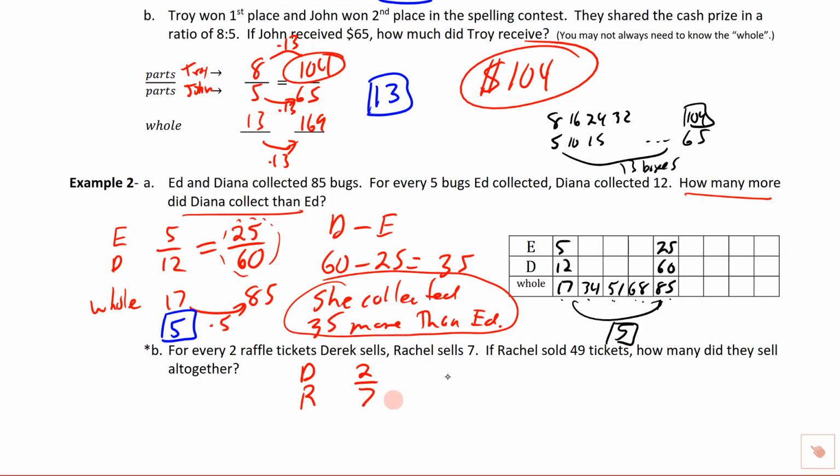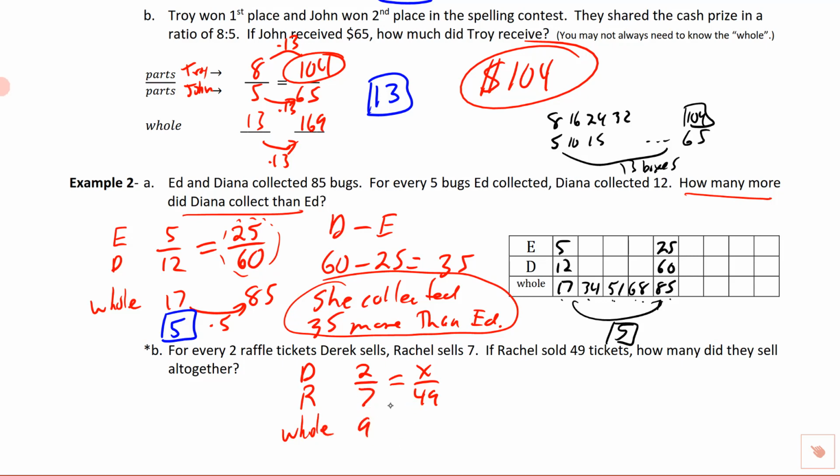And then it says she sold 49. So we know that she sold 49. What we don't know is this number right here, but we can figure that out using the scale factor. And then it says how many did they sell altogether. Well, there are 2 ways to figure that out. So here's the whole part. So this would be a 9.